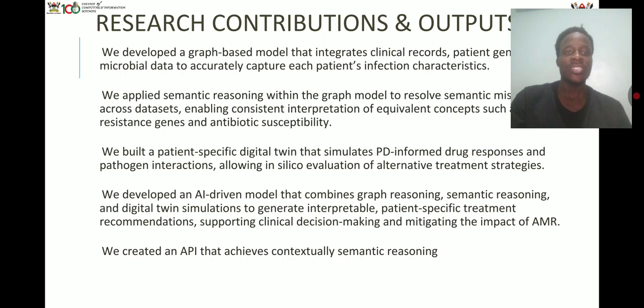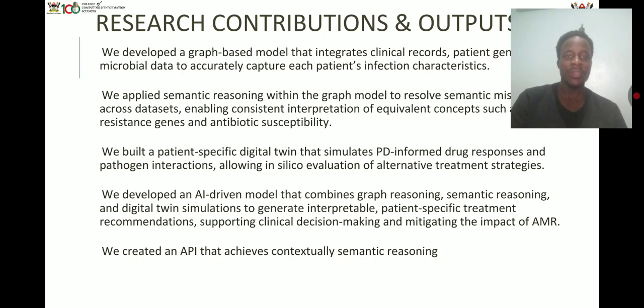The next slide is the research contributions and outputs. Our first contribution is that we developed a graph-based model that integrates clinical records, patient genomics, and microbial data to accurately capture each patient's infection characteristics.